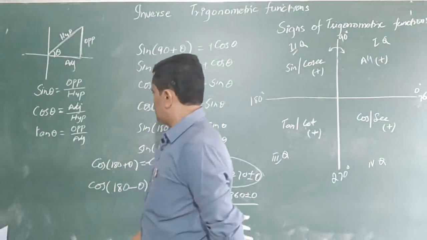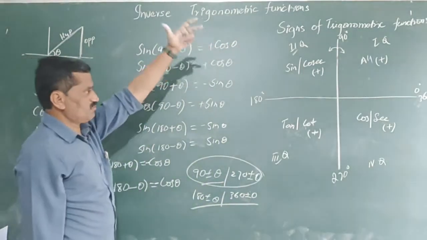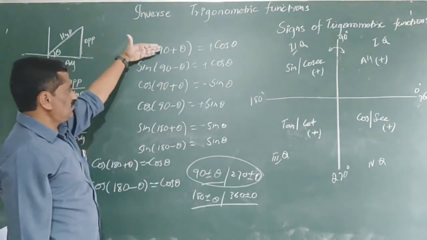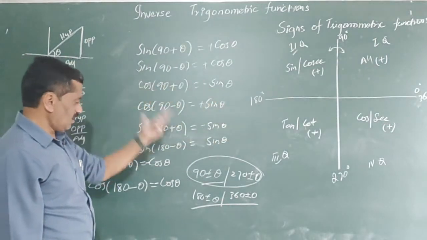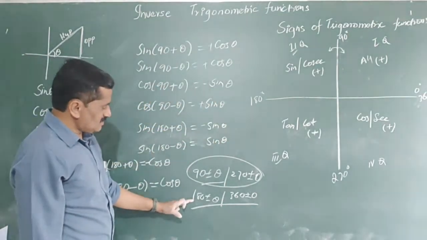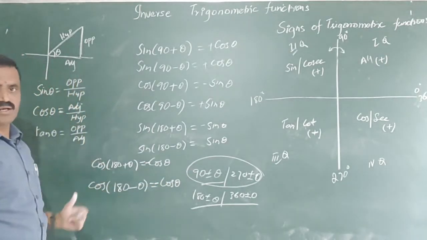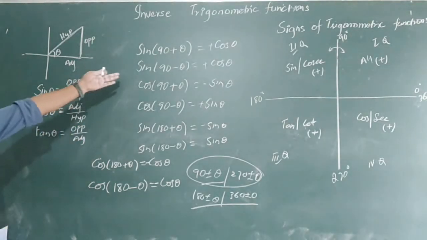Okay, so again remember, what are the signs of trigonometric functions in the first quadrant, second quadrant, third quadrant and fourth quadrant? And what happens for 90 plus or minus theta or 270 plus or minus theta? What happens when it is 180 plus or minus theta or 360 plus or minus theta? You should remember this. If you want, you can make a note of all those things.